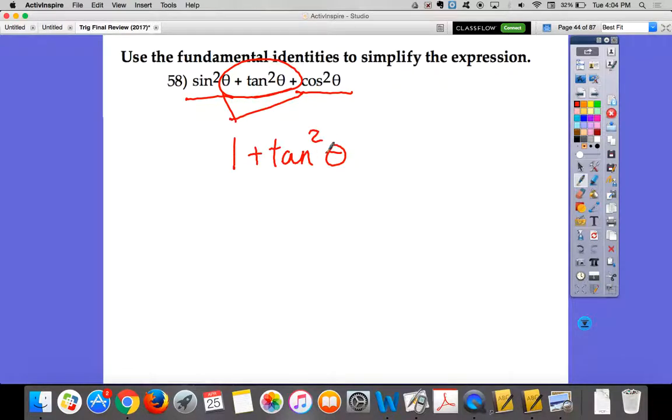Well, lo and behold, what do you know about 1 plus tangent squared? That looks like another identity. 1 plus tangent squared, you can swap him out for secant squared. And I do believe that is as good as we're going to get.